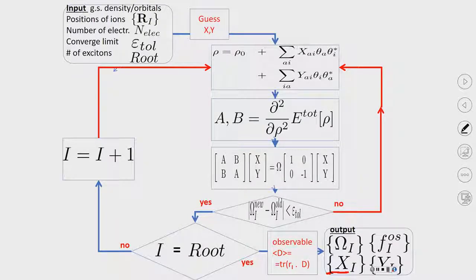So the density is updated taking into account several states. And as soon as this cycle is converged, one can take all of the transition densities for each state that we consider, convert them into transition dipoles, and save the output energies and those values that one uses for plotting the spectrum.